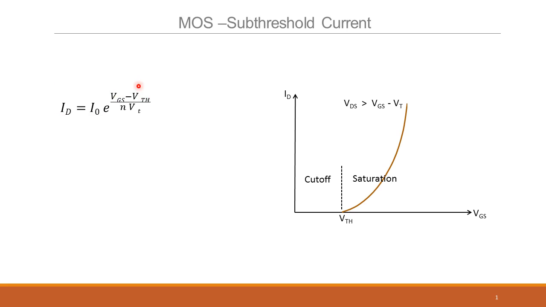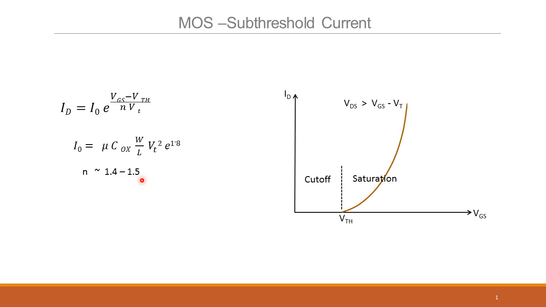VGS minus VTH is the excess VGS voltage above the threshold voltage. You notice that this form is almost like a bipolar current equation, where it was IS e power VBE by VT. Here VBE is replaced by VGS minus VTH. This term I naught is dependent on Cox and W by L in this format. It's mu Cox W by L VT square e power 1.8, and it will vary with process. So all you have to remember is it is proportional to W by L and proportional to Cox.